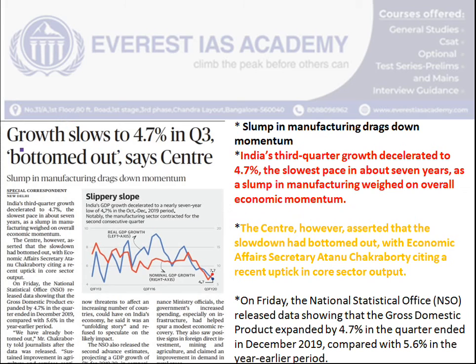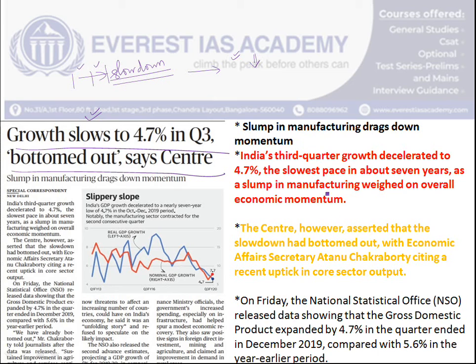So the first article which came in the headlines is "Growth slows to 4.7% in quarter 3, bottomed out, says Centre." Basically friends, we already know that in India we are experiencing a slowdown as of now. A slowdown is a condition in which there is a reduction in the growth rate in the country, and for every successive quarter till recently, the GDP growth rate has been falling on a larger scale.